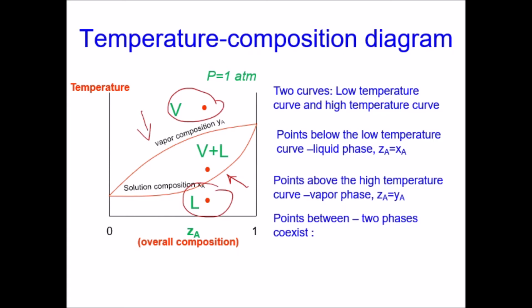These two phases are connected by a horizontal line called the tie line. The tie line means these two phases are at the same temperature T. So one is the liquid phase here, and the composition is XA. And the other is the vapor phase here with a composition YA.